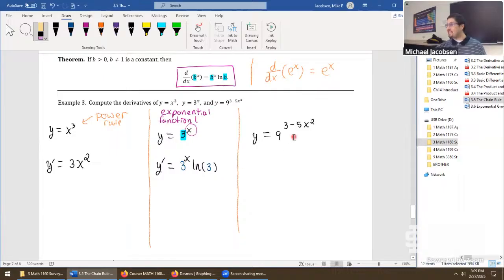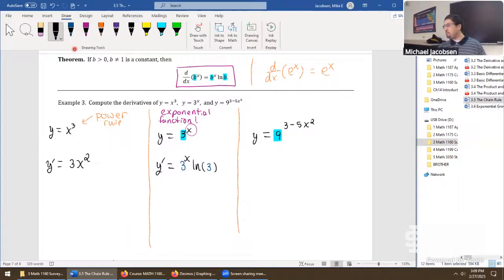This one is the tricky one for sure, because not only is it using this rule up here, the base is 9, it is an exponential function, but it's also a chain rule problem. We have an input that's not just x. Anything in addition to x gives us a chain rule.